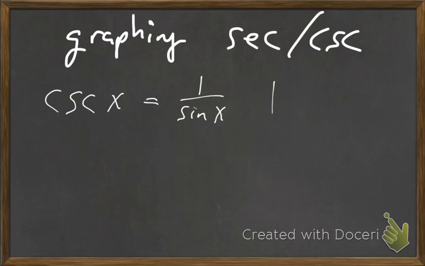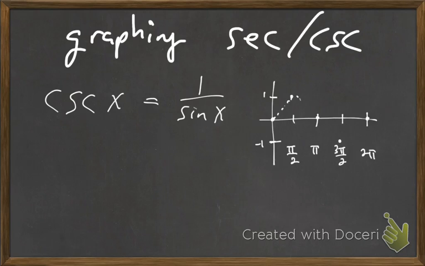So first thing we do, we graph y equals sine of x. And so there's pi over 2, pi, 3 pi over 2, 2 pi. Okay, when we graph sine of x, it starts at 0, goes to 1, goes to 0, goes to -1, goes back to 0. And I'm drawing it with a dotted line because we're not graphing sine of x. We're graphing cosecant of x.